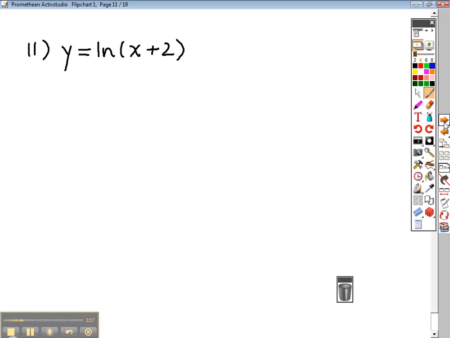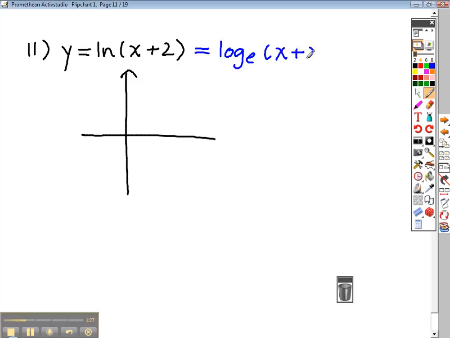Problem number 11 asks you to graph. How we're going to graph this is I'm going to start with the original graph of log. Remember, this is just log base e. It's just log of a base of a certain number. The original log, before we shifted it, keep in mind, passes through 1, 0, and it has an asymptote at x equal to 0. Okay?